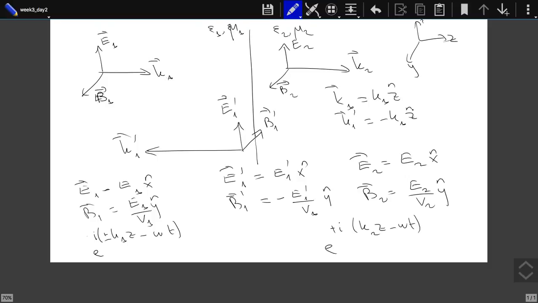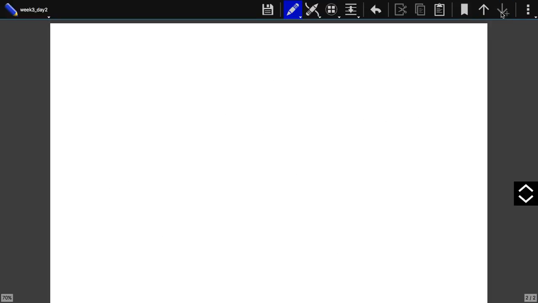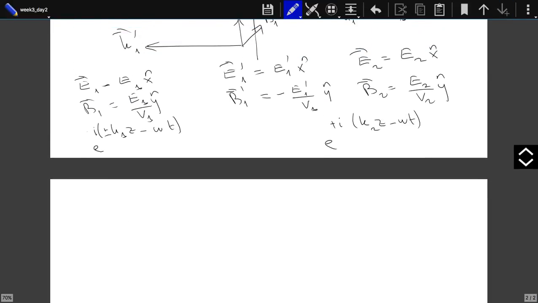Now, we have these unknowns. We don't know what E1 prime is. We don't know what E2 is. Since we are preparing the wave, I'm assuming that we already know E1. That is something we decide when we are sending our wave. So to determine these two unknowns, we need two conditions. And those two conditions come from Maxwell's equations.